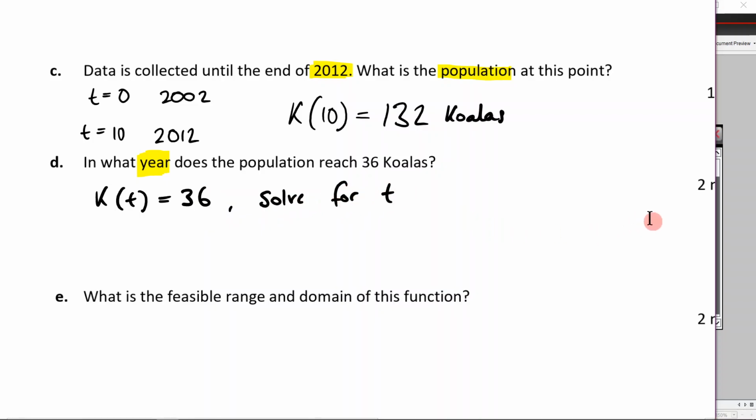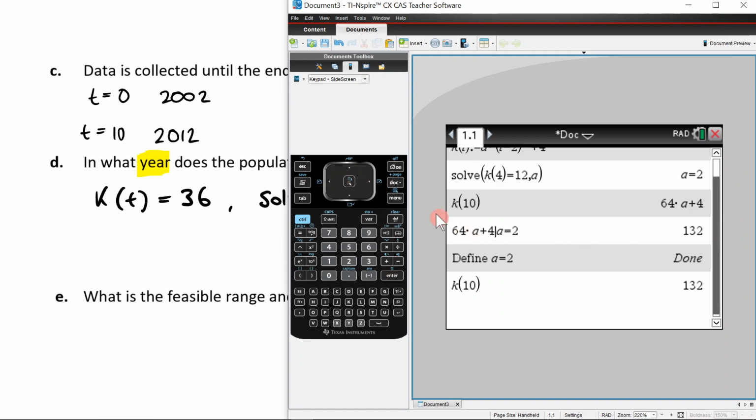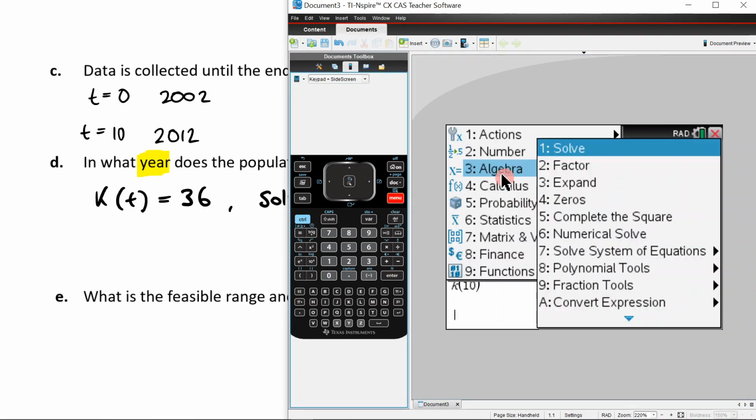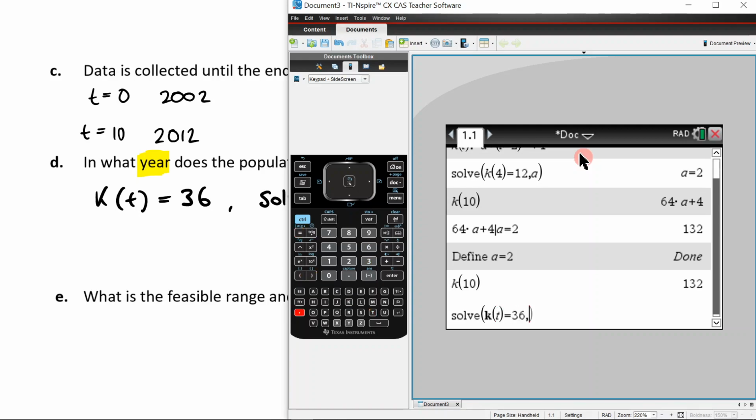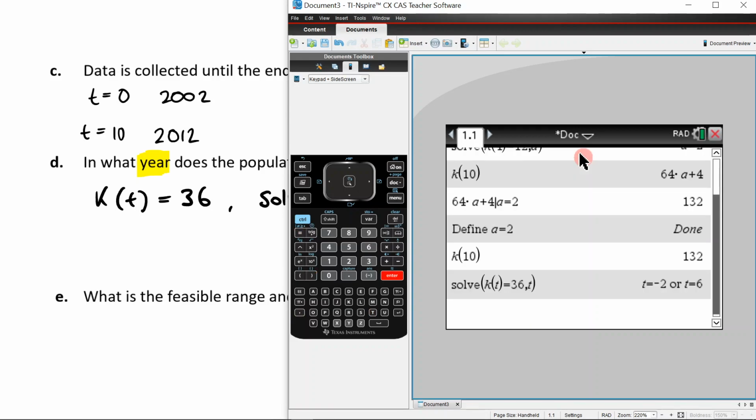So again, using my trusty CAS calculator, I'm going to go menu, algebra, solve. K of T is equal to 36. Solve it for T. I get two answers out here. One is a negative, so it's obviously wrong, and it's going to be like the other branch of my quadratic, but we only care about the positive one, so T is going to be equal to 6.